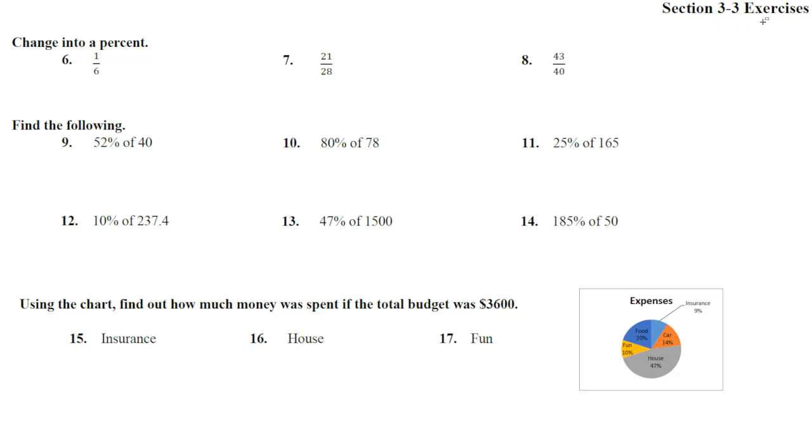Here we are in section 3-3 exercises number 6 through 17. Number 6, change 1/6 into a percent. So we're going to first change into a decimal and then go to a percent. So 1 over 6, we're going to take 1 divided by 6. Put a couple of decimals here to see the pattern.